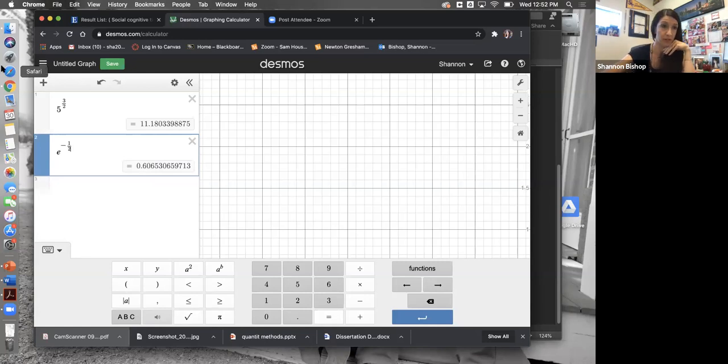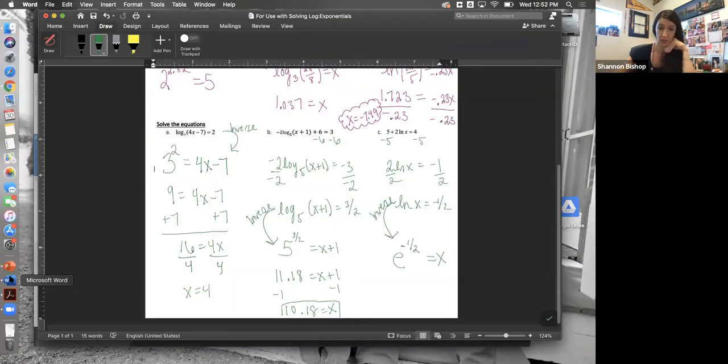0.607 if I round it. Remember, e is just a number. It's 2.718285 something something. But it's just a number. 0.607. There we go. And that's it. You've officially solved that logarithm equation.